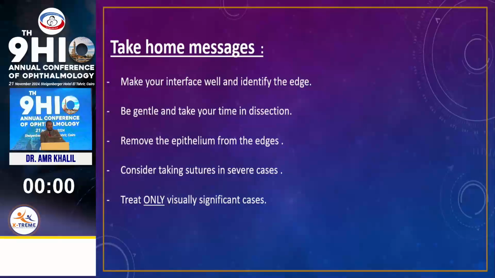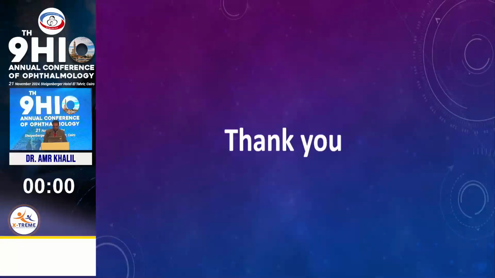My take-home messages: make your interface well and identify the edge. Be gentle and take your time in dissection. Remove the epithelium from the edges. Consider taking sutures in severe cases. And most importantly, only treat the visually significant cases, as this patient also has an epithelial ingrowth in her right eye, but her vision was good, so I decided not to interfere. Thank you, and that's all for you.